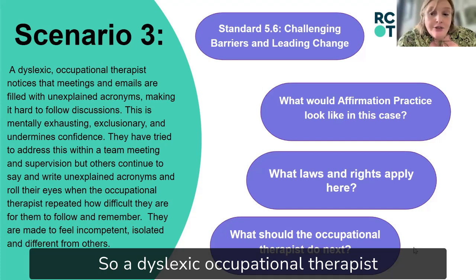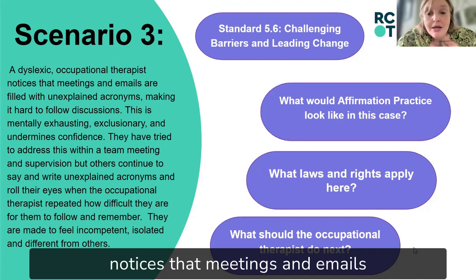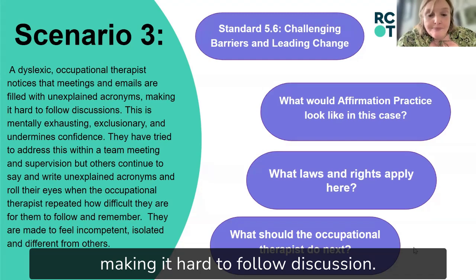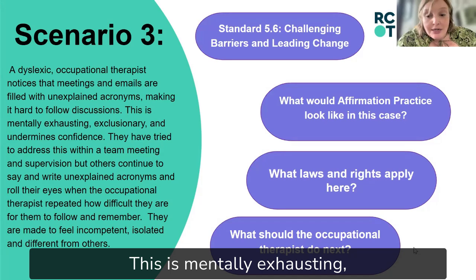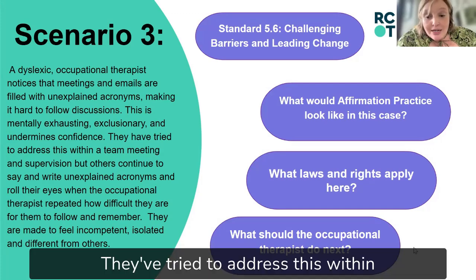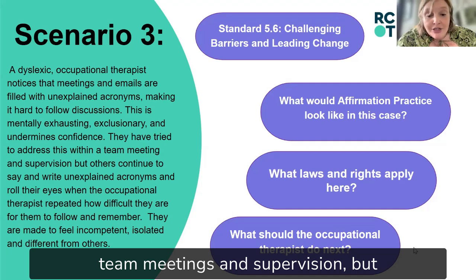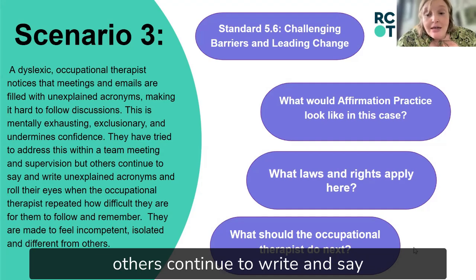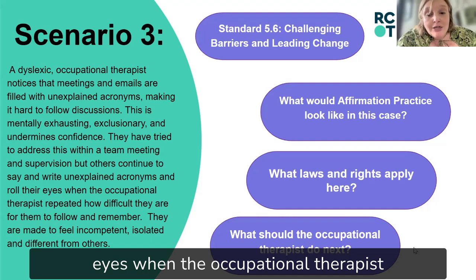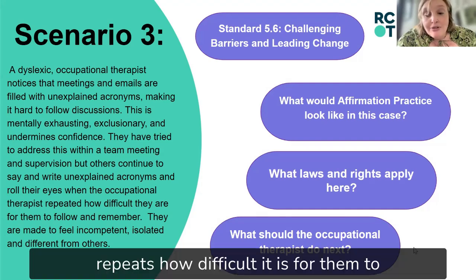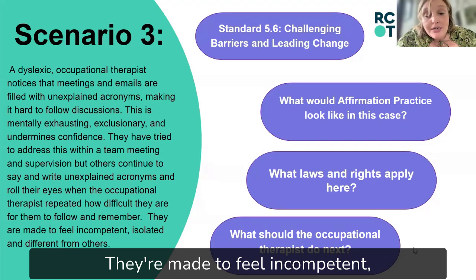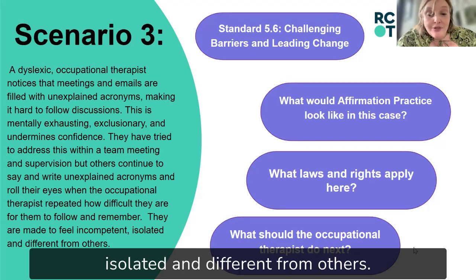A dyslexic occupational therapist notices that meetings and emails are filled with unexplained acronyms, making it hard to follow discussion. This is mentally exhausting, exclusionary, and undermines confidence. They've tried to address this within team meetings and supervision, but others continue to write and say unexplained acronyms and roll their eyes when the occupational therapist repeats how difficult it is for them to follow and remember. They're made to feel incompetent, isolated, and different from others.